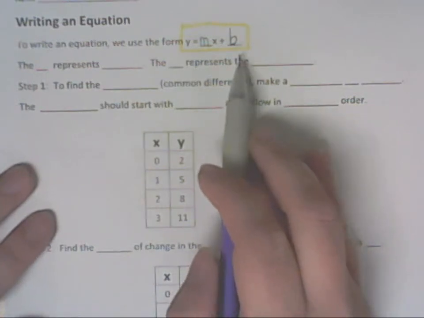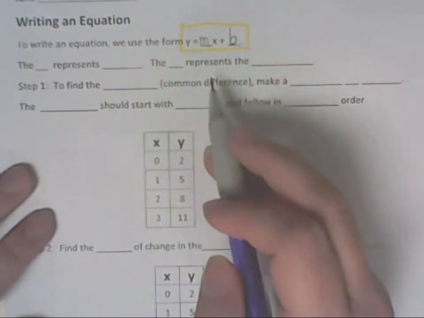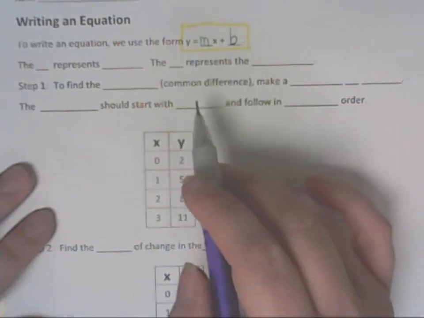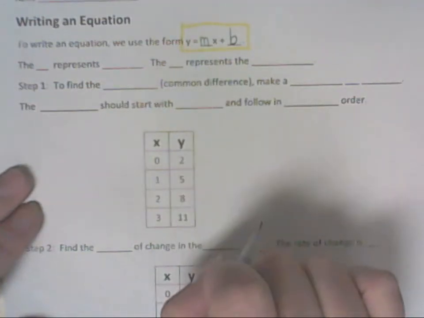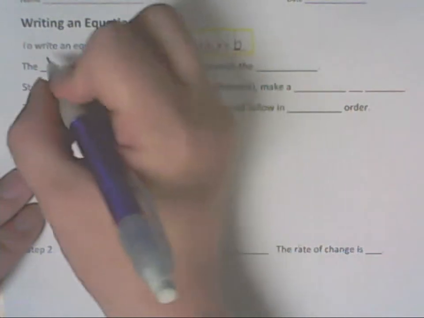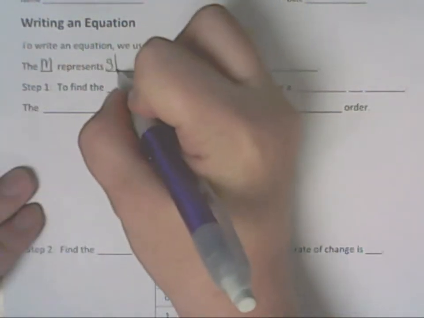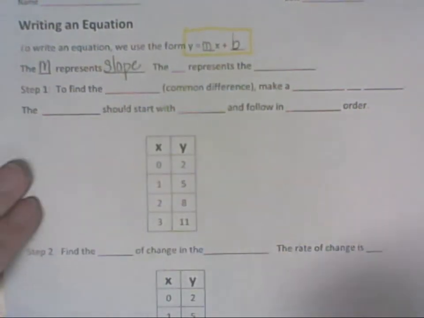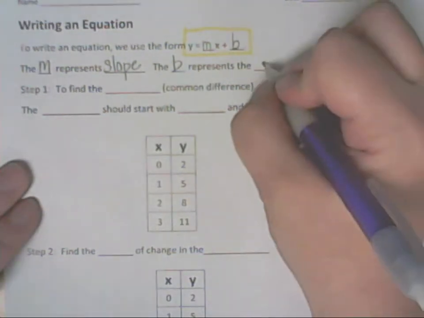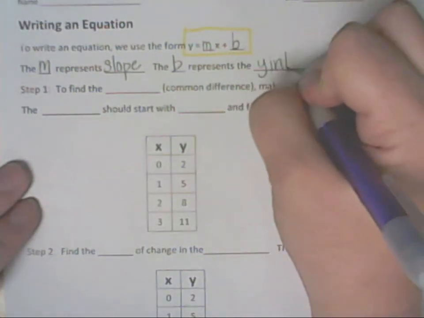Each of these variables, remember a variable is a letter that represents an unknown value. In this equation, the m is going to represent something called the slope that we're about to introduce you to. The m is going to represent the slope, and the b represents the y-intercept.